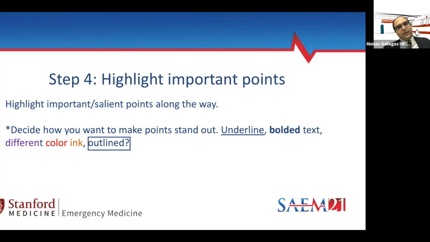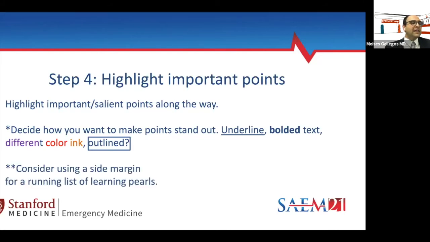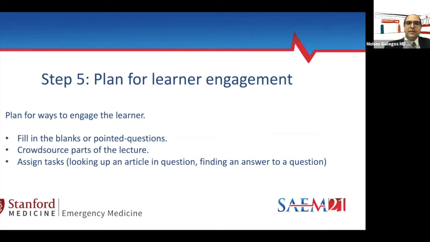And so as you end up writing your chalk talk, you can highlight the points that you want to make along the way. You can also consider using a side margin for a list of learning pearls. So kind of just highlight it off to the side and say, these are the takeaways that you'll have to remember. And so learners know where to look on the whiteboard or on the sheet of paper at the end of it all. Step 5 is to plan for learner engagement, right?